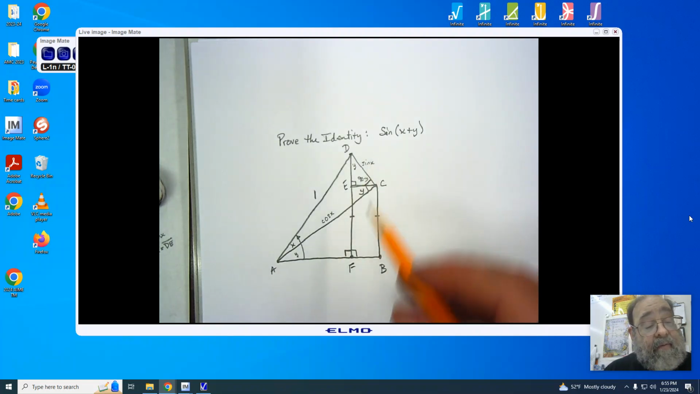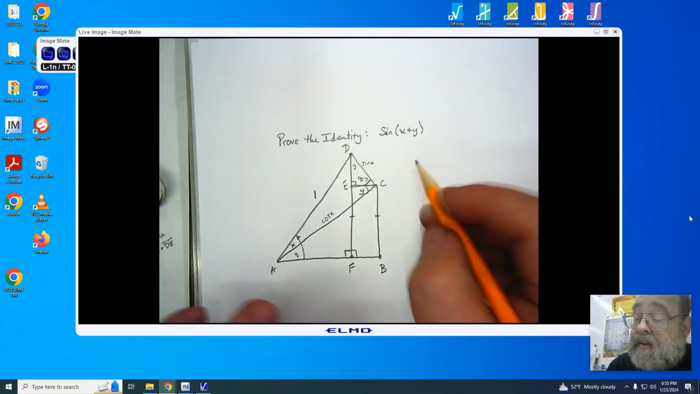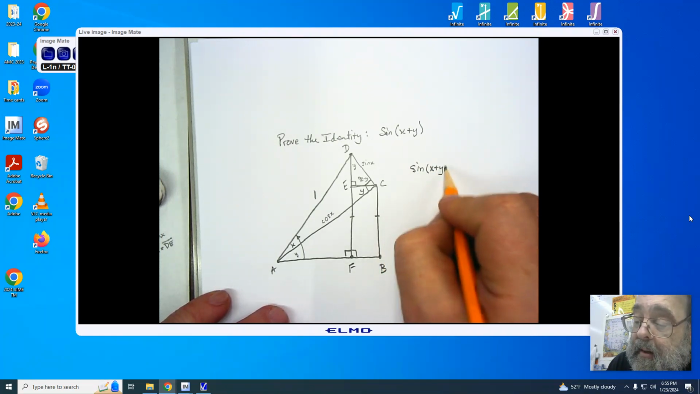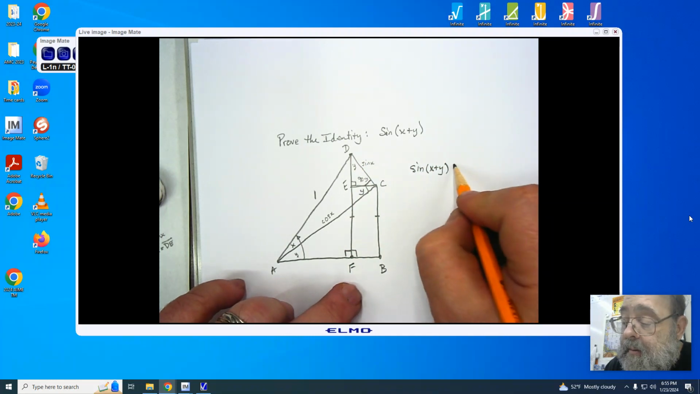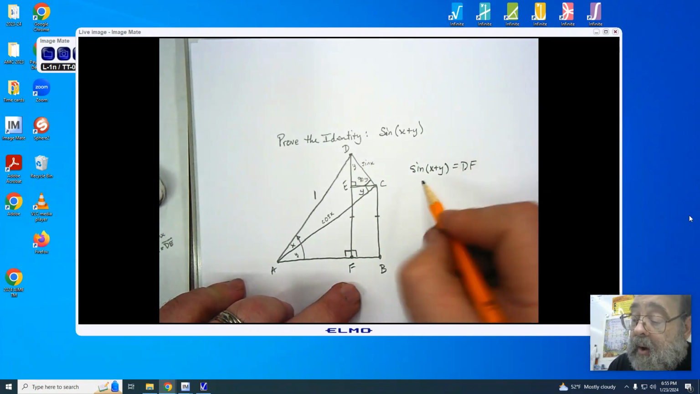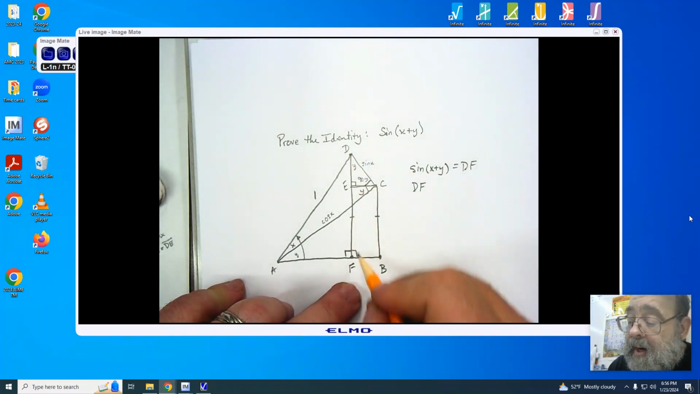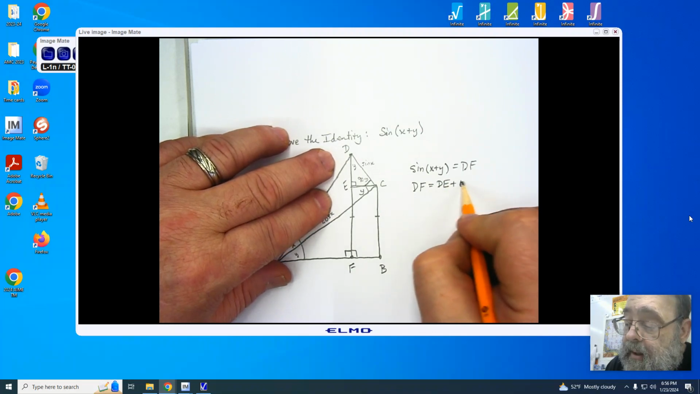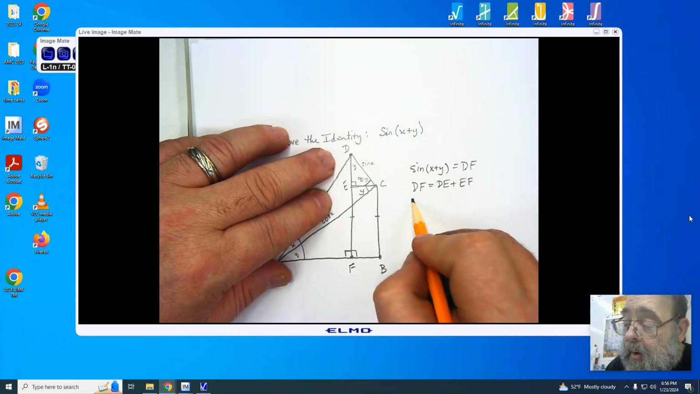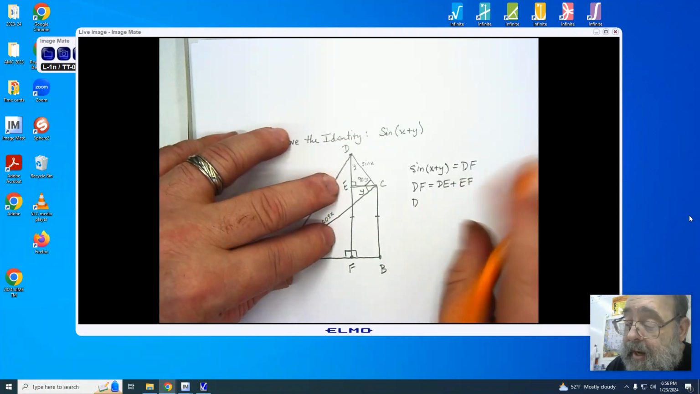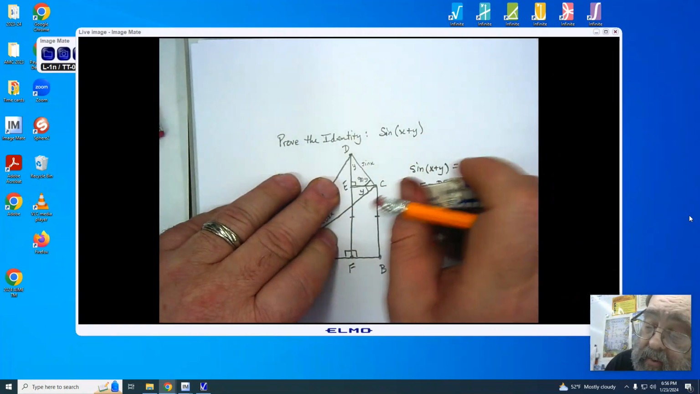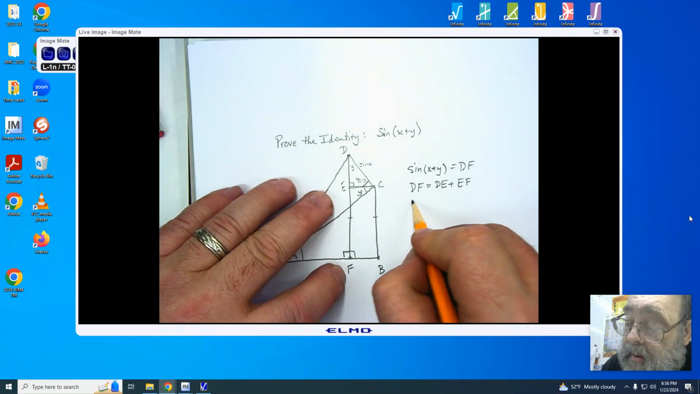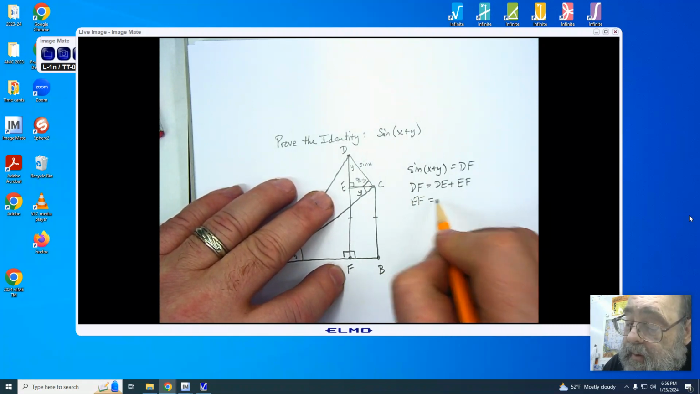So I now have a complete picture. I can see where I have various pieces, and I'm going to start. The sine of X plus Y has to be the entire segment DF. I also know that segment DF, the way I have broken it up by the segment addition postulate, has to be DE plus EF. Let's start with two parallel lines and a rectangle. Opposite sides have to be congruent, so EF has to be equal to CB.